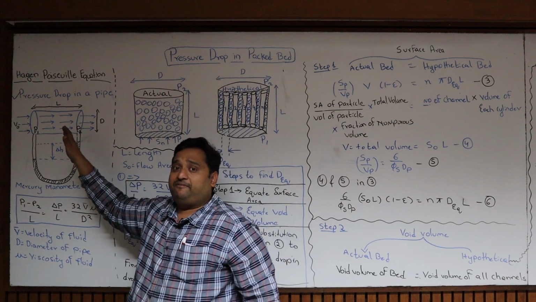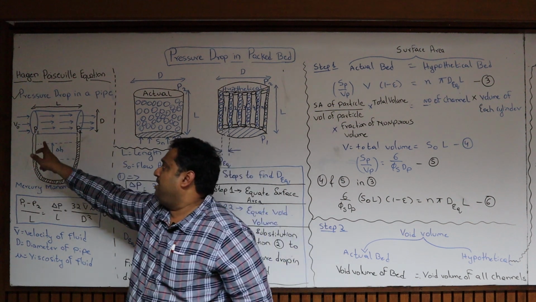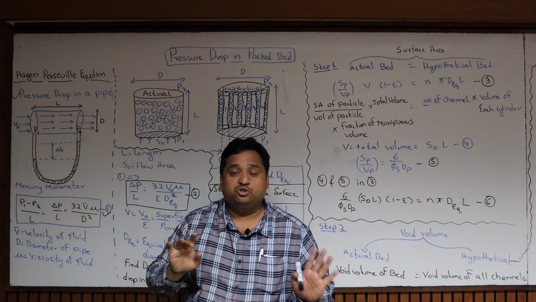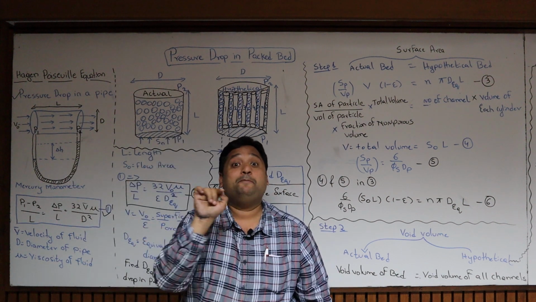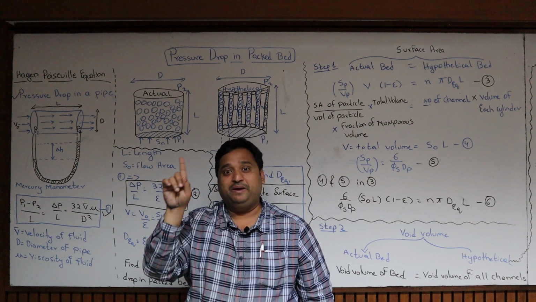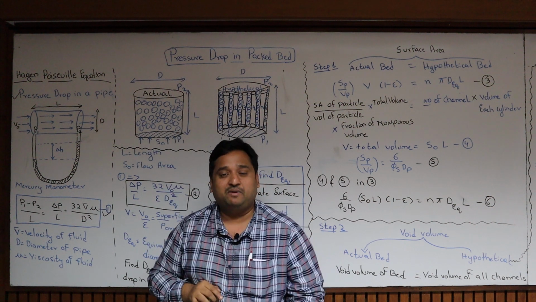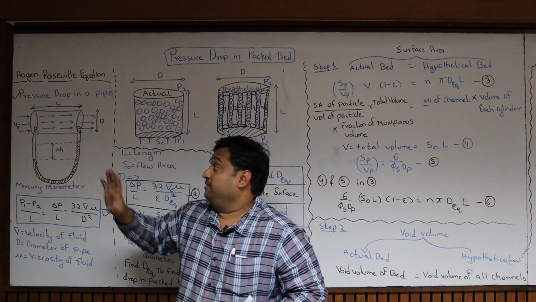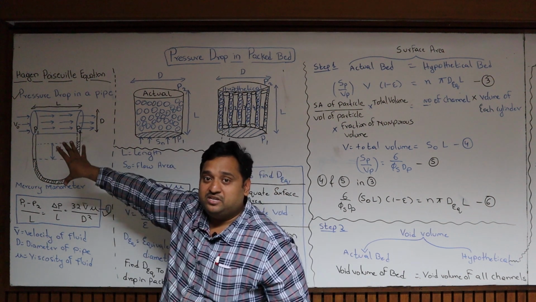So in this way we can easily measure P1 minus P2 for this length L. That is the pressure drop, delta P by L. P1 minus P2 divided by L is nothing but my pressure drop per unit length. For the pipe, there are simple equations available.